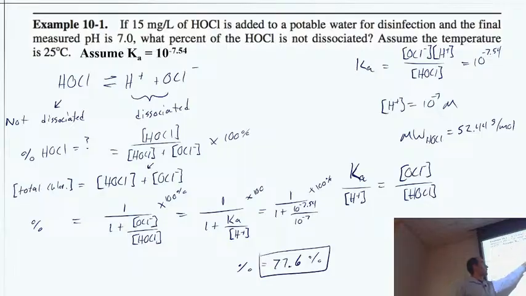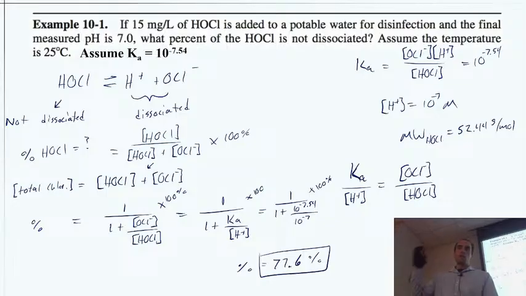Mathematically, we can take a look at this and simplify it by dividing the top and the bottom by HOCl. So that gets us 1 over 1 plus that ratio. And then we can substitute in from the equilibrium equation that defines that ratio. And that's 1 over 1 plus this 10 to the negative 7.54 divided by 10 to the negative 7, which even that simplifies to 10 to the negative 0.54, right? So putting all that in, we should get that 77.6.